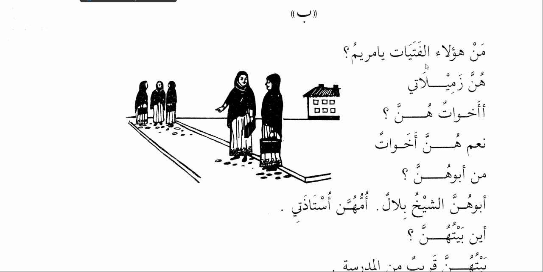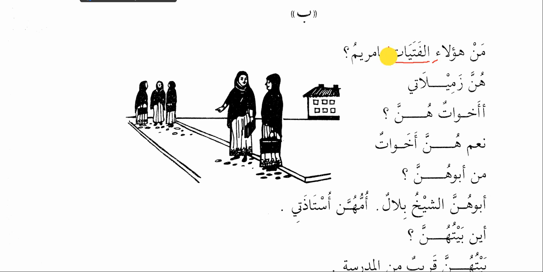In this section, you are going to learn about the same things but in feminine. So let's see what are the feminine dhamirs, pronouns and nouns and ismal ishara. In the first line, as you can see, man haula'i fatayat. Now this is the plural of the feminine young girls.